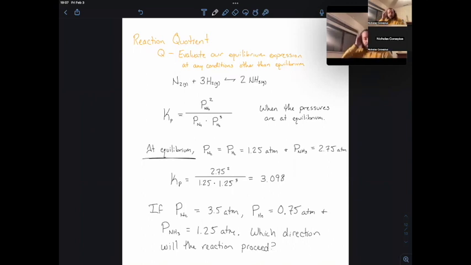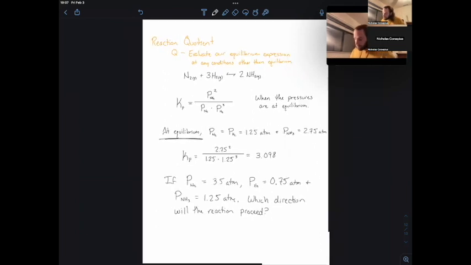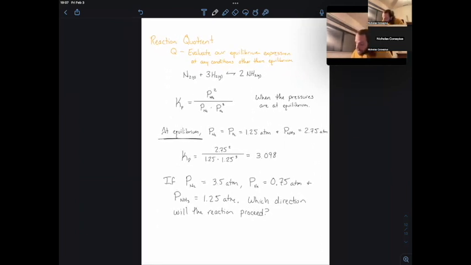If it were outside of equilibrium, then it's either going to be shifting towards the products in order to reach equilibrium or towards the reactants in order to reach equilibrium. When we're at equilibrium, of course, these pressures don't change. They're constant. That's how we can calculate this constant value here. But at any point other than equilibrium, these pressures are going to change until it reaches equilibrium. So this is where Q becomes very useful.